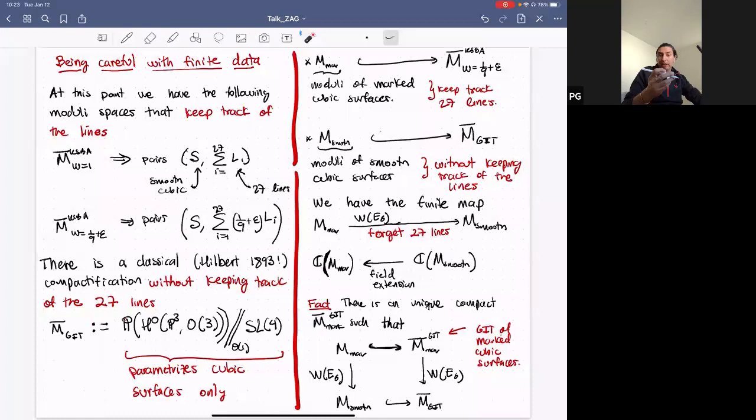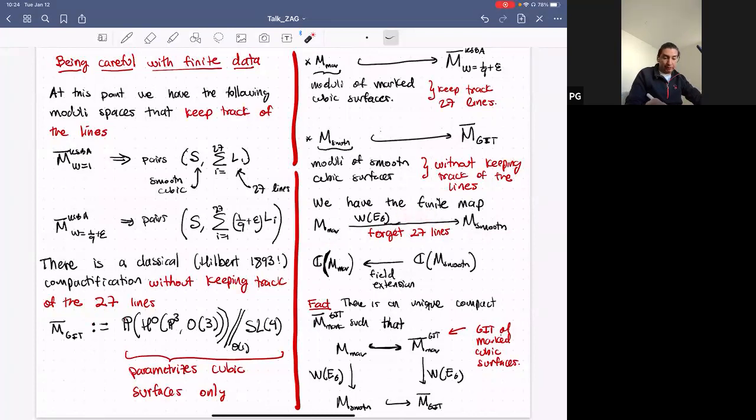And the point is that you can blow up P2 at these 6 points and obtain a cubic surface, or there are other 6 points that will give you the same surface. There is more than one way to contract from the cubic surface to P2. But for now, the important part I wanted to remark is that this is a finite map. And there is a group here, which is called W6.